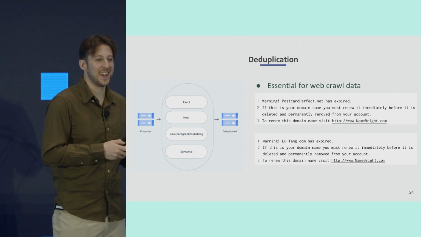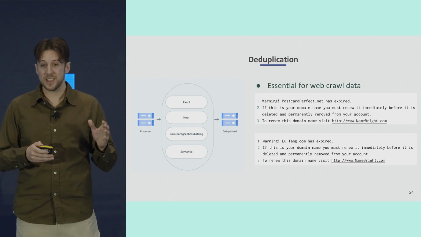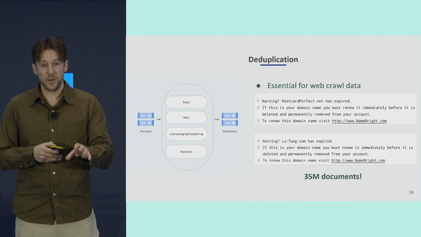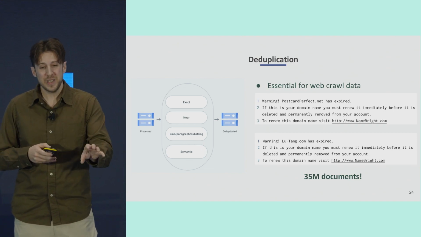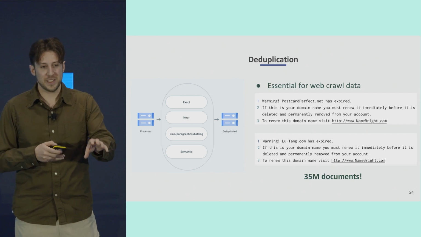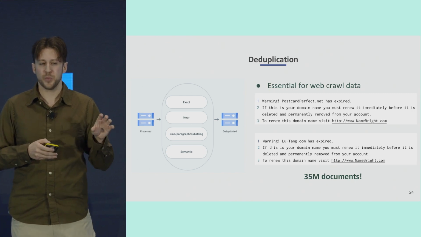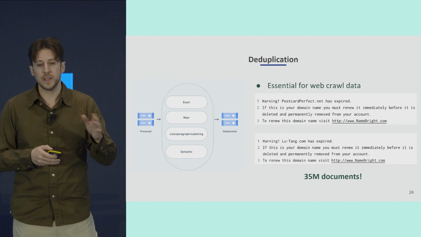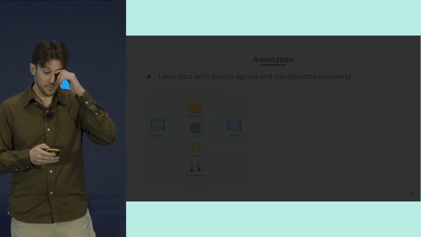This is not really the best place for audience feedback, but basically we saw this 35 million times in one of our web crawl data sets. So it is really not helpful for the model to see this 35 million times. It's probably even actively harmful, and it's certainly not efficient. So you want to remove as much of this as possible.